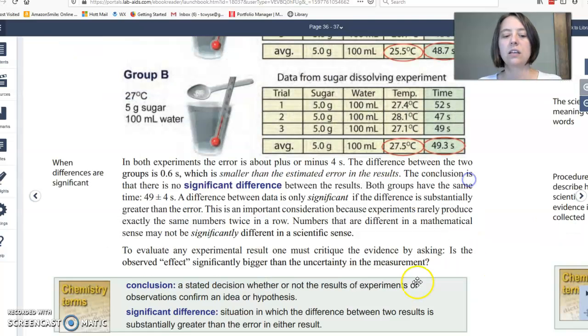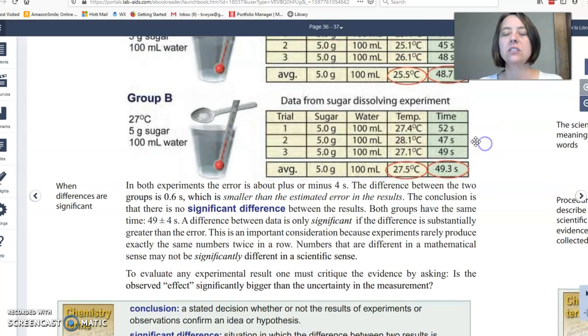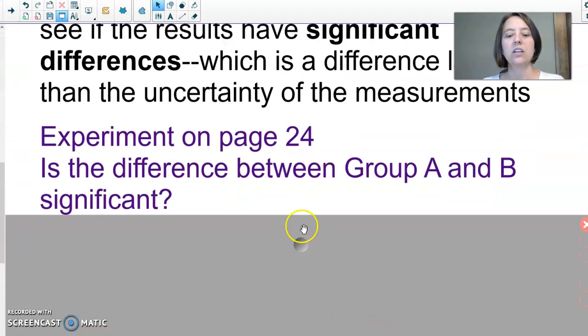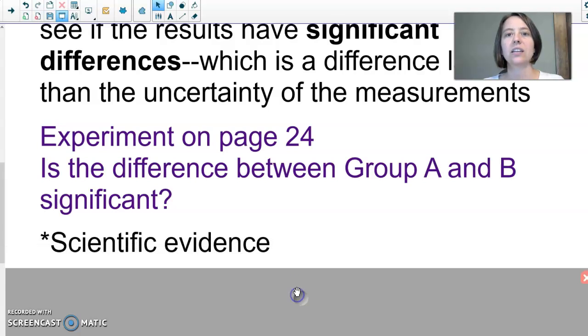So is the difference between the two groups larger than our uncertainty with our measurements? No, it's not, because the uncertainty with our measurements is about 4 seconds, and the difference in our data is less than 1 second. So we didn't conclude that when temperature goes up, dissolving time goes up, because indeed it is the opposite. When temperature goes up, dissolving time goes down. Is the difference between Group A and Group B significant? No, we answer that. It is not significant.